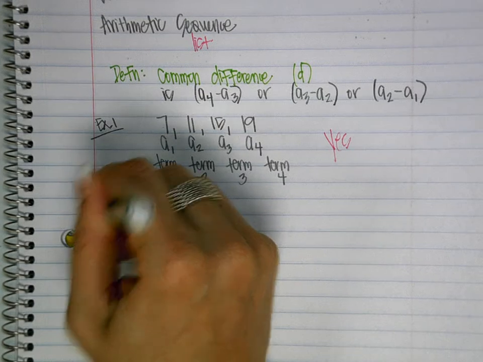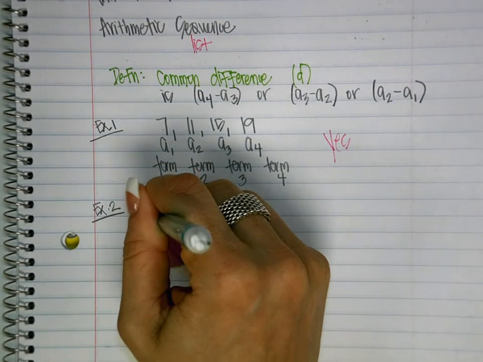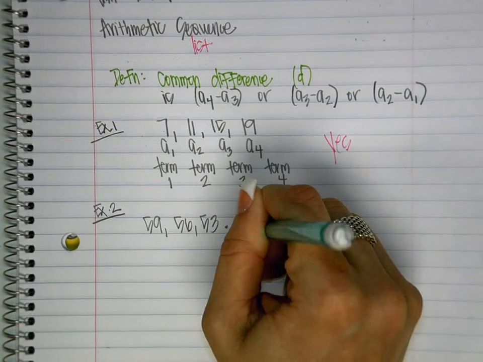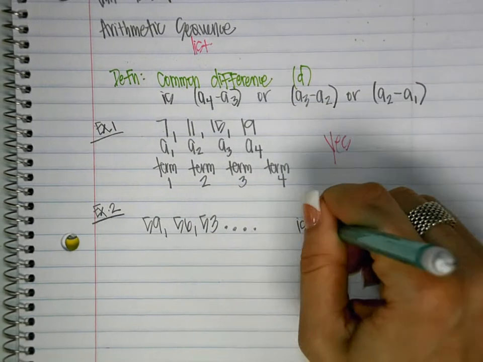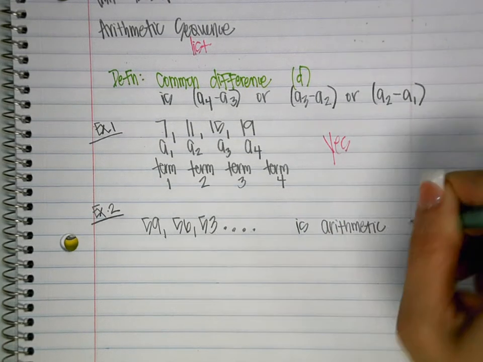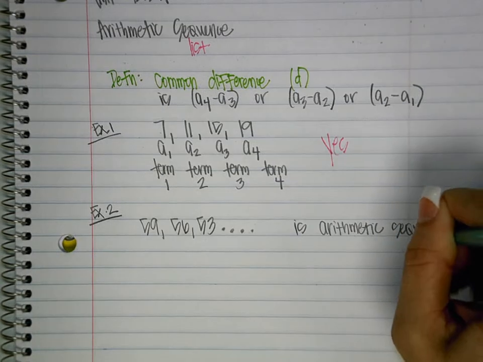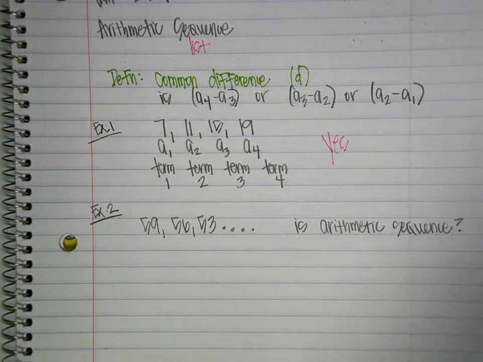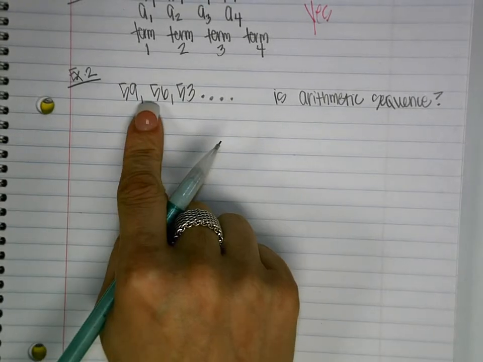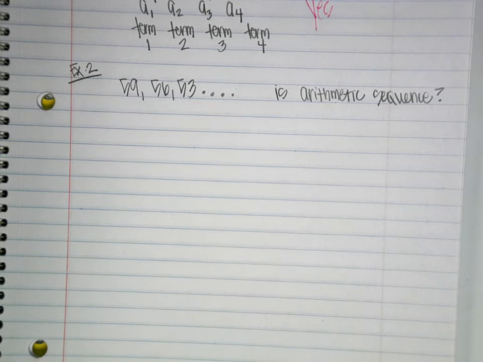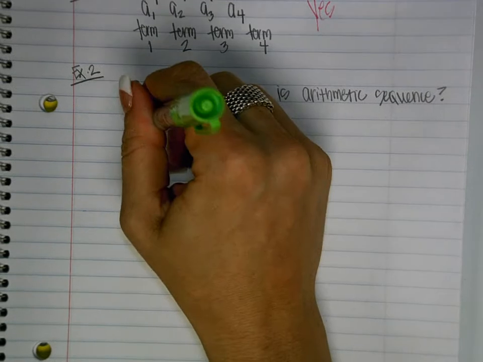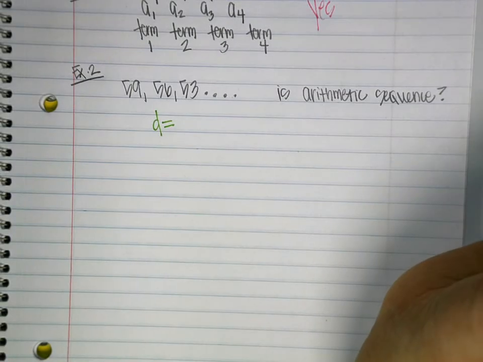Okay, let's try another one. We're going to do the same thing. 59, 56, 53, and it would keep going. Is this an arithmetic sequence? That means, does each term have the same difference between them? Technically, what is the common difference here? D is equal to what?